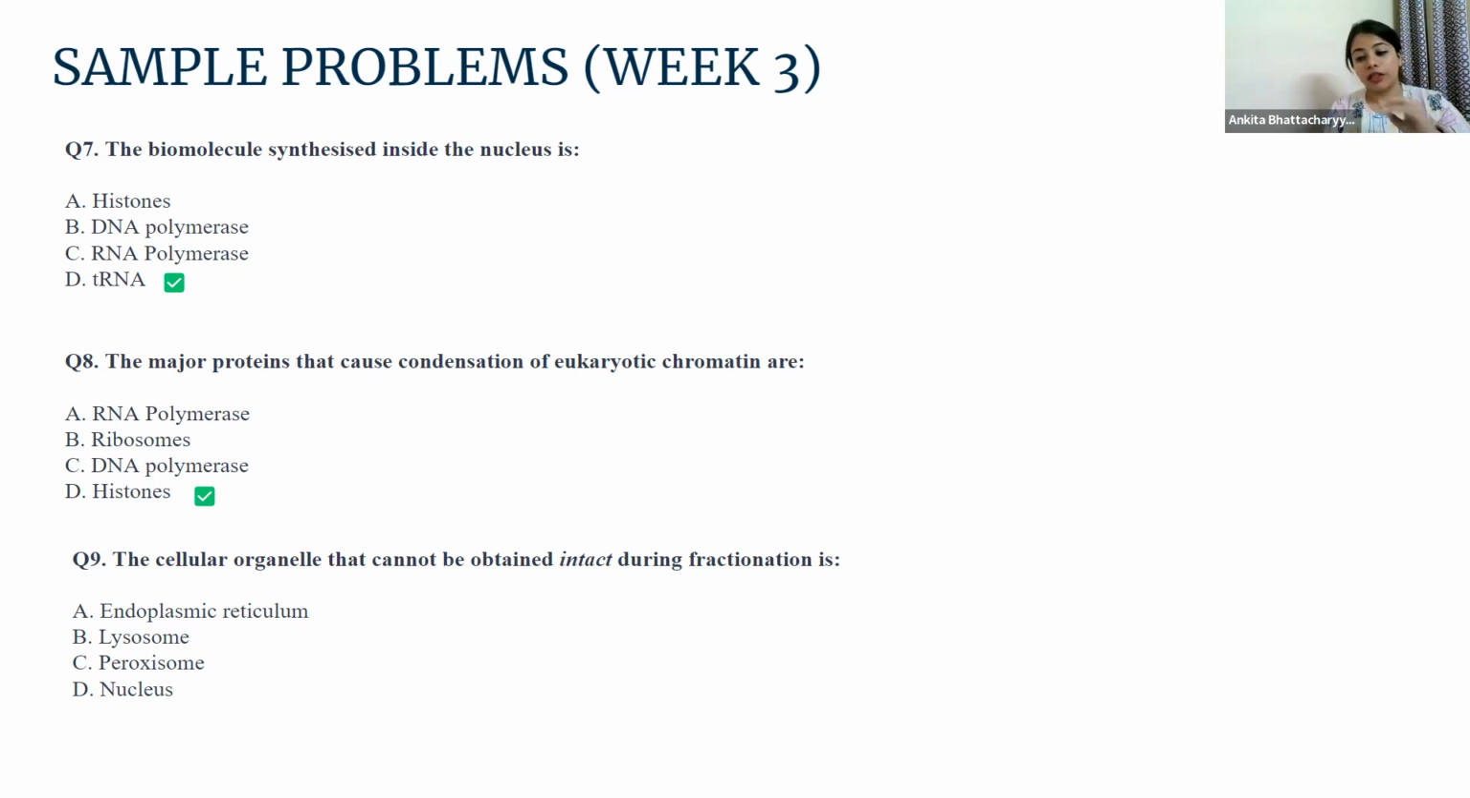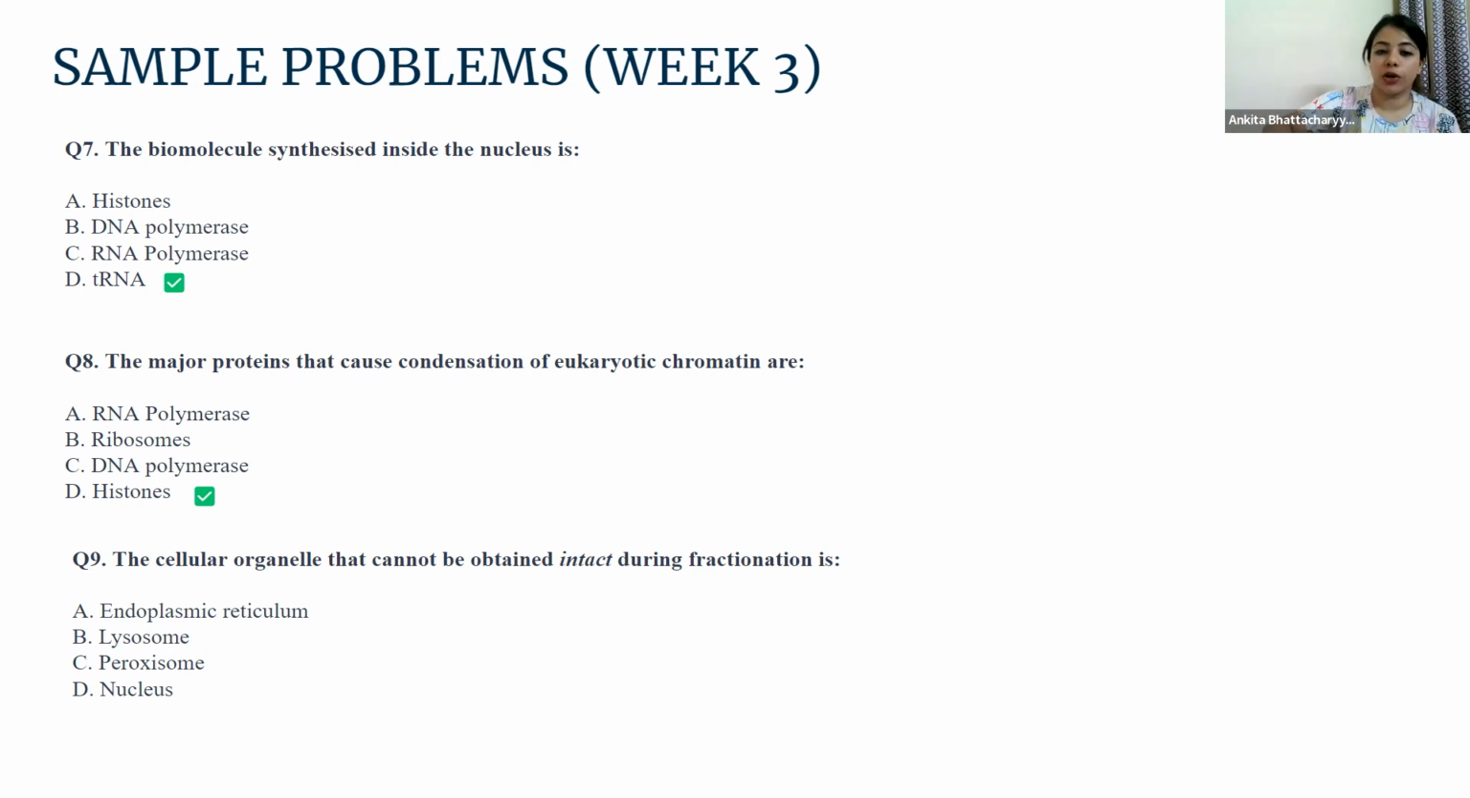Now, the question here is asking about which organelle cannot be obtained intact. If you look at these options, you will see that most of these structures are quite well-organized entities, but the ER is simply a membrane-like, very spread out structure, it's not a condensed or compact structure. The ER is surrounding the nucleus, and it gets fragmented when you are carrying out the entire homogenization and fractionation protocol.